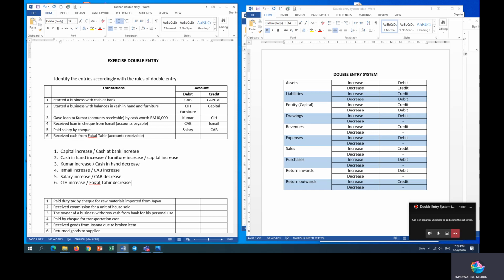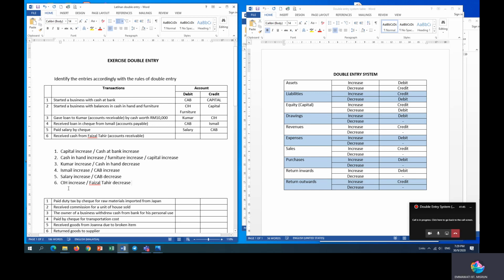Sebab hutang dia berkurangan. Fazal Tahir sebelum ni adalah penghutang kita, account receivable. So bila dia bayar hutang pada kita, maka hutangnya berkurangan. Sebab itulah kita tulis kat situ, Fazal Tahir decrease. Siapakah Fazal Tahir? Account receivable. Account receivable adalah kita punya non-current asset ke current asset? Current asset. Okay, very good.